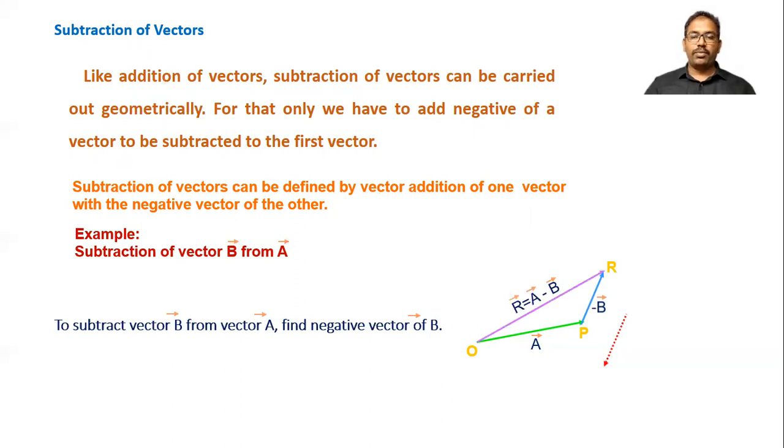So this is the subtraction of vector. For subtraction of vector, you remember, we have to follow all the rules of addition of vector. Only the thing is here, the vector we have to subtract, we have to add the negative vector of that vector to the previous vector.